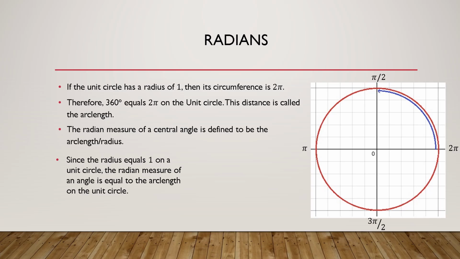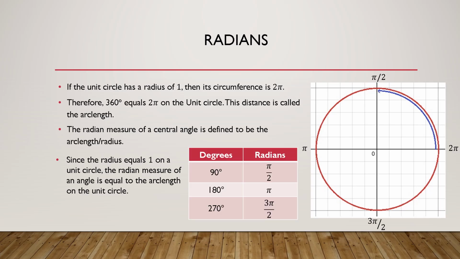Knowing this, we can convert any angle described within the circle as a reference to this radian measure. For example, 360 degrees is equal to 2 pi radians. 90 degrees is equal to pi over 2 radians. 180 degrees is equal to pi radians. And 270 degrees is equal to 3 pi over 2 radians.